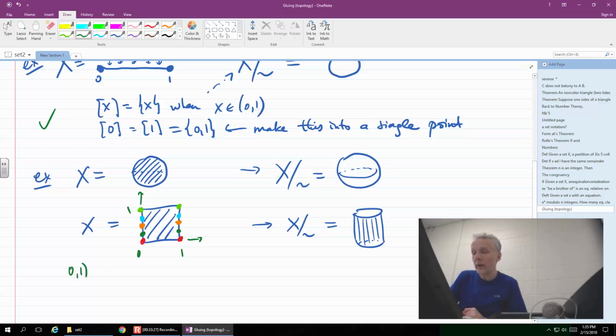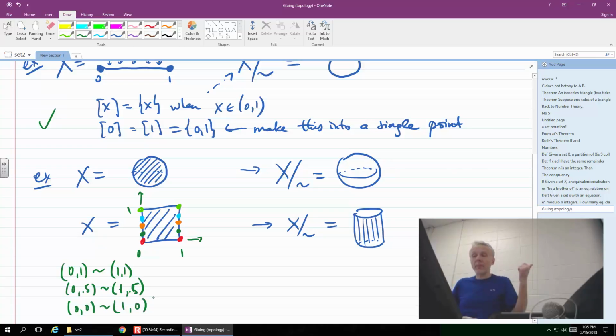(1, 0), (1, I'm going green. (0, 1) is equivalent to what? What's the other green? (1, 1). Then say in the middle, the orange one is (0, 0.5), and it is equivalent to (1, 0.5). And then at the bottom, the red one (0, 0) is equivalent to (1, 0). You see a pattern now? I can write it in one line.